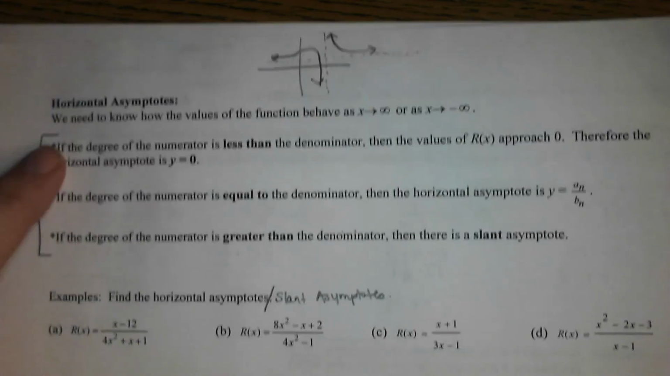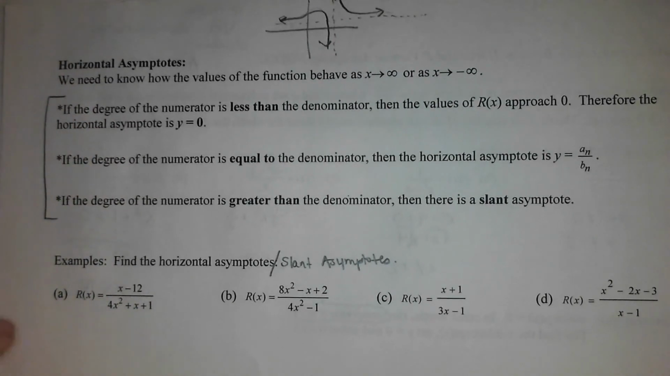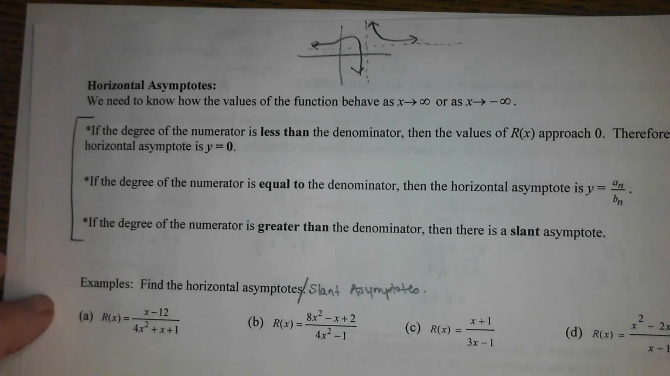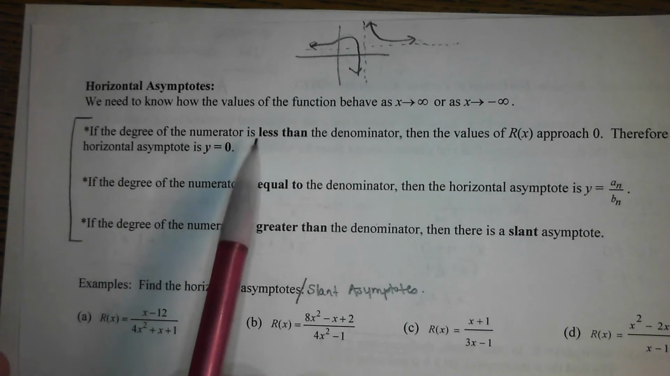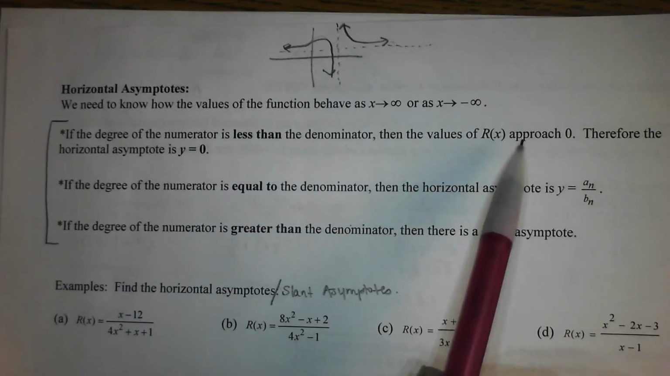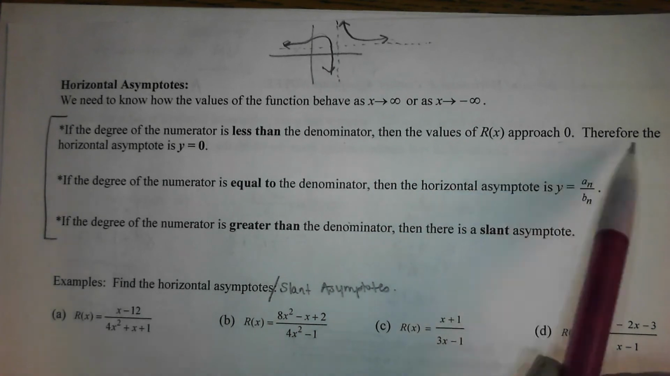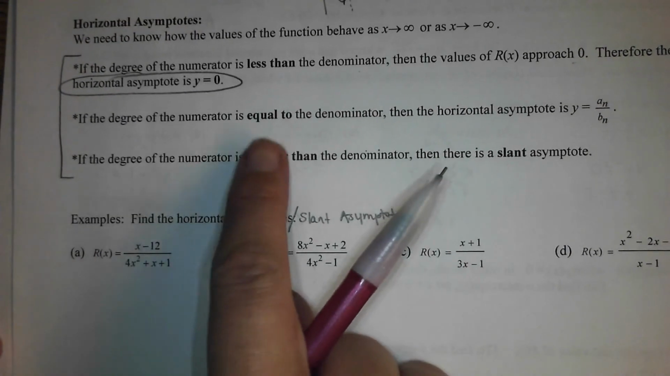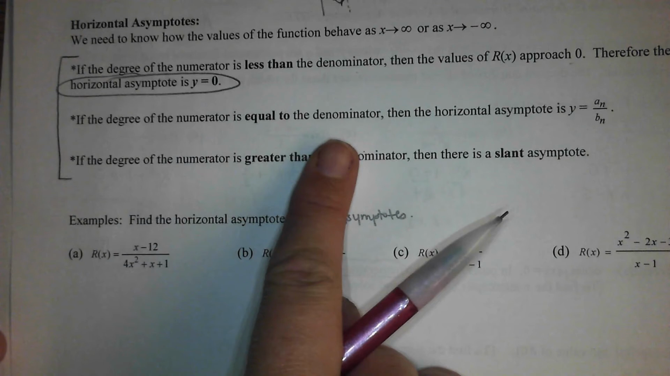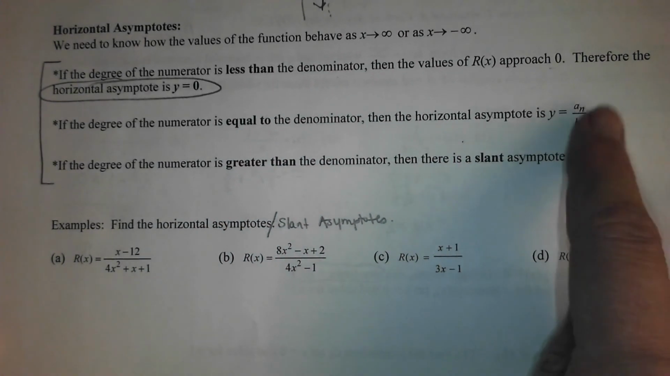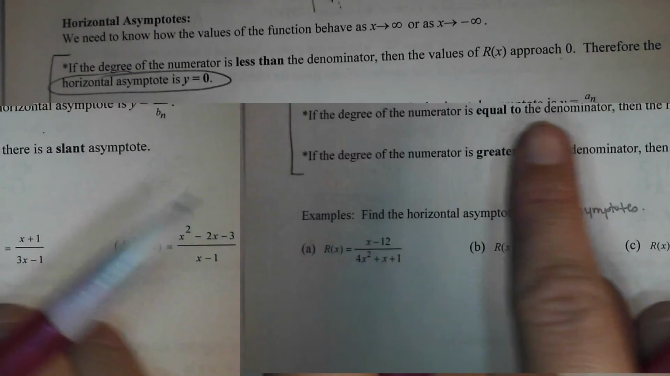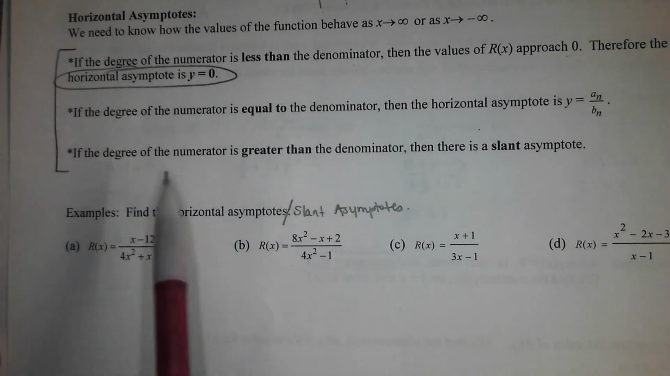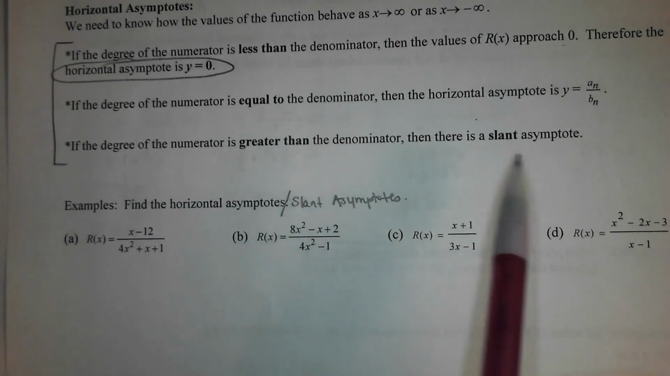So here are the rules to figure out your horizontal asymptote. Where the horizontal asymptotes are is totally based on the degree of the numerator and how it compares to the degree of the denominator. If the degree of the numerator is less than the denominator, then the values approach 0, meaning essentially that the horizontal asymptote is y equals 0. If the degree of the numerator and the denominator are the same, then the horizontal asymptote just comes from whatever their coefficients are. I'm going to give you better examples. This makes it wordier than it has to be. If the degree of the numerator is greater than the degree of the denominator, then there is a slant asymptote.